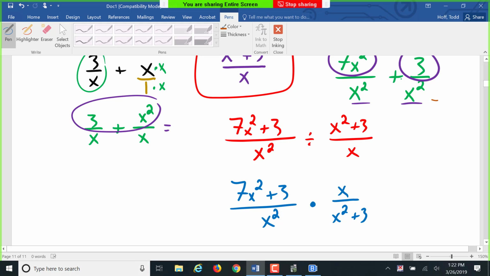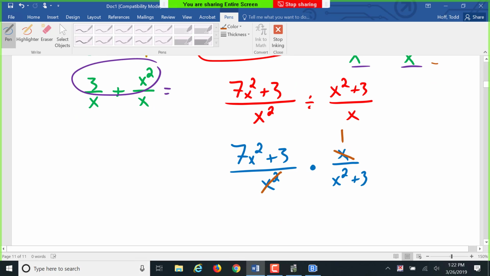Now we can cross cancel. What can we cross cancel here? X squared and x both can be divided by x, can't they? X divided by x is just 1. X squared divided by x is just x. Now it really looks like we should be able to cross cancel x squared plus 3 and x squared plus 3. Why can't we? Yeah, this one up here is not x squared plus 3. It's 7x squared plus 3. It's slightly different.